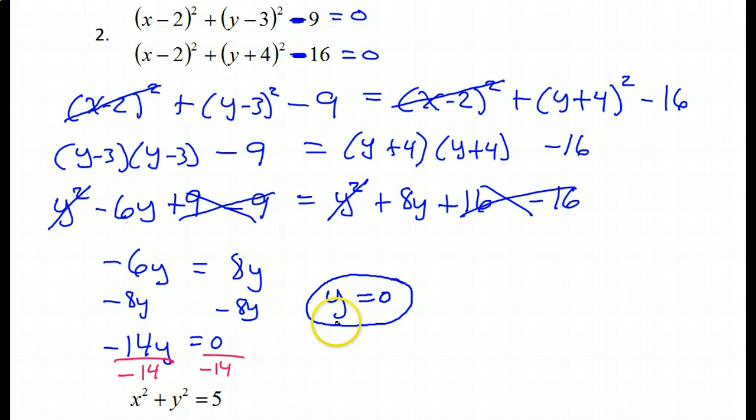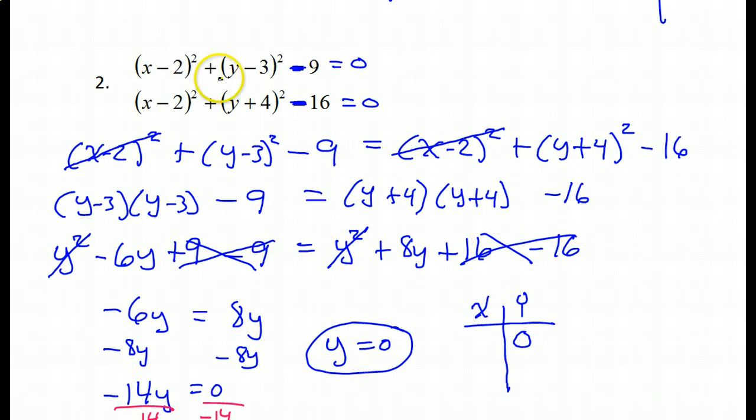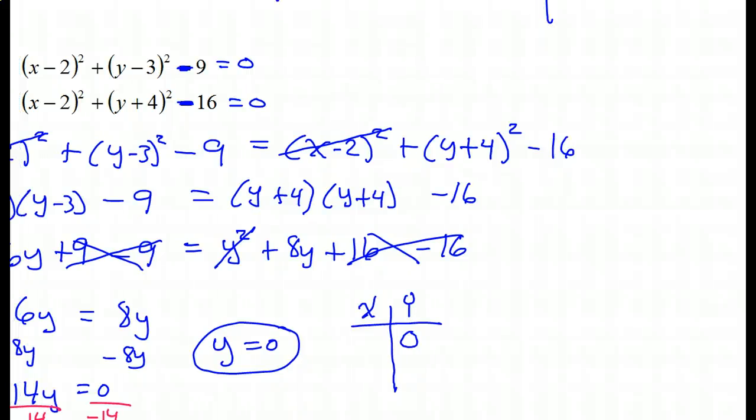So, with that in mind, I need to find the x value that matches it. I always think of this as a t-chart. So I've got x and y, and so far I've got that y is 0. So I need to know what the x value is. I just need to go back to one of my original equations and plug in 0 for y and see what I get for x. I'll use the top one. So I've got this equation, and I'm about to plug in 0 for y. I'll switch colors so you can see it better.